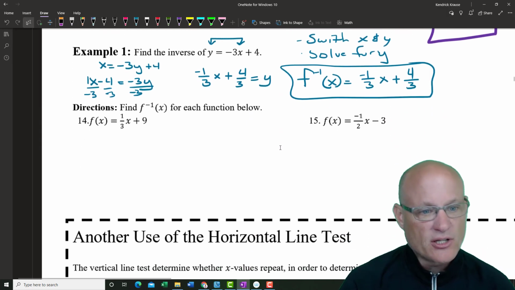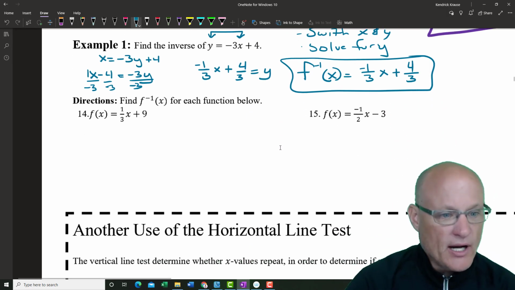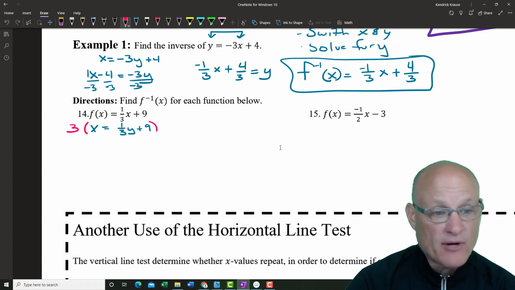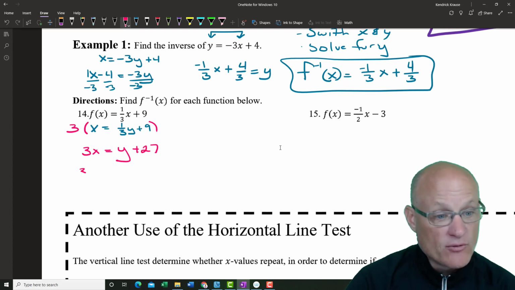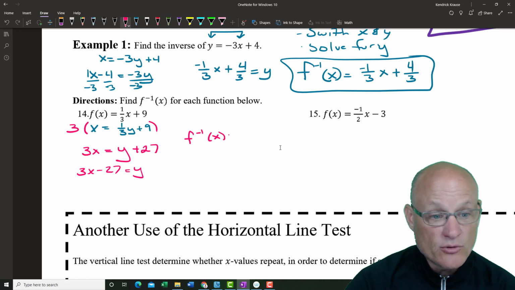All right, let's look at this one. We're going to switch x and y. So we're going to put x equals 1/3 y plus 9. Now, I hate fractions, and I know you do too, so we're going to take this whole equation and multiply it by 3, because that will get rid of that fraction. So I end up with 3x equals, now 3 times 1/3 is just 1, so that's y, plus 27. Bring the 27 over, I get 3x minus 27 equals y. So my answer is f inverse of x equals 3x minus 27.